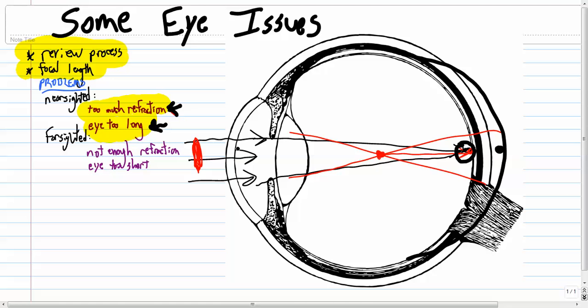What can cause that? I would imagine that there's all kinds of causes. You know, maybe the muscles that control the lens. Who knows? There's lots of different things that could cause that. So what else could happen?